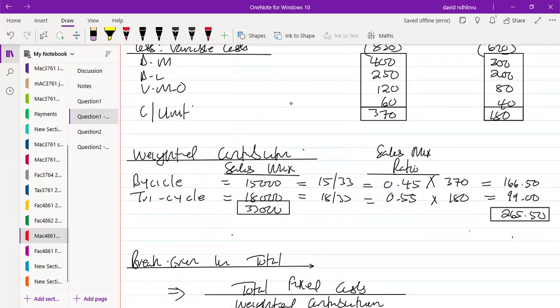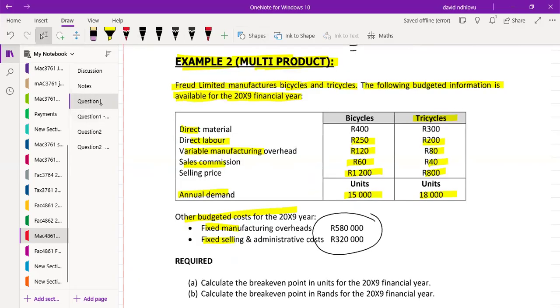All right, so that one is simple. Remember, they will tell you how much the budget is in terms of sales quantity per each unit. So you use the sales quantity. Here they gave us sales demand, so they just said annual demand. This is 15,000 units. This is 18,000 units. So this is what we have planned to sell per each product.